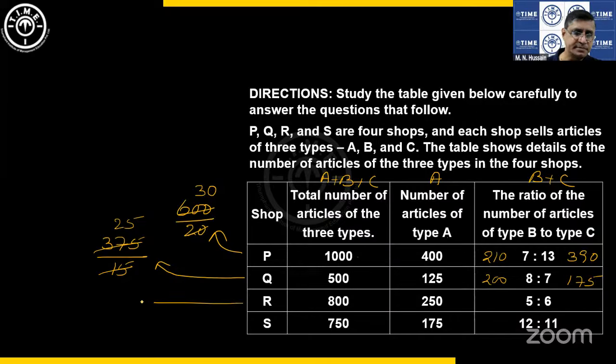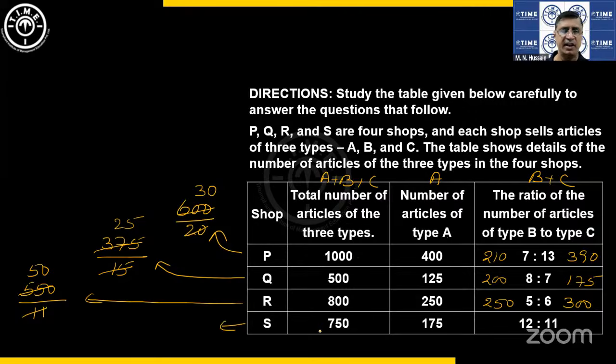Similarly, look at the third one. 800 minus 250 is 550. 550 needs to be divided based on the 5:6 ratio. 550 is the number of articles of B and C together. 5:6 means 11 is the sum of the parts. So what is one part? One part is equal to 50. 50 into 5 is 250, and 6 times 50 is 300. The number of articles of B and C are 250 and 300 respectively.